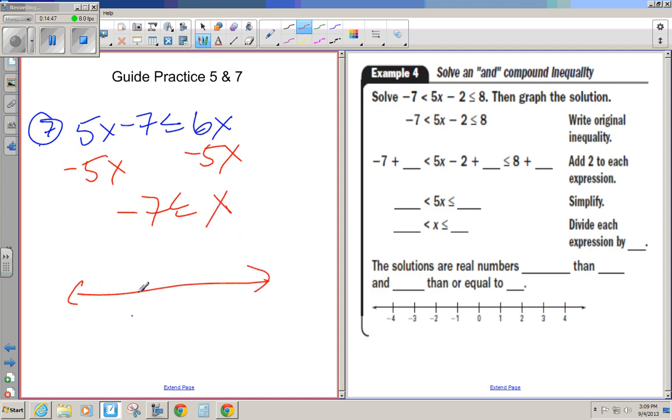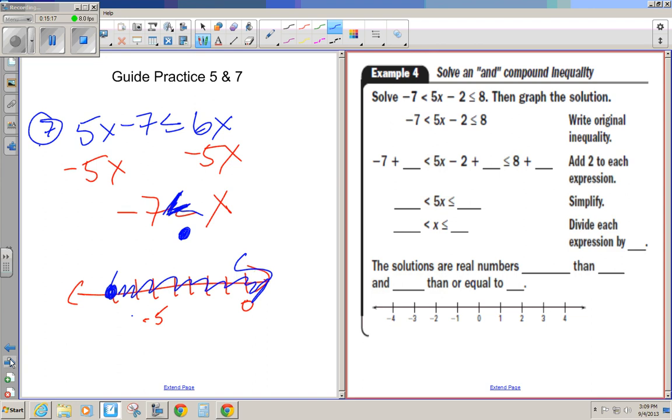Make a number line. We'll make that 0, 1, 2, 3, 4, 5, negative. And what type of dot do we use? Hopefully you all said solid dot at negative 7. And since the variable is on the bigger side of the inequality, that means we go in that direction.